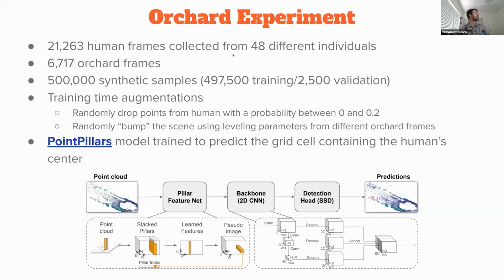From that, we generated 500,000 synthetic samples. We did some training time augmentations here. Specifically, the more interesting one potentially is this bumping, where we rotated the scene a little bit based on the rotations we actually observed through all of the data. And then finally we trained a PointPillars model, which is a classic architecture for doing 3D object detection, but the basic outline here is still used in a lot of state-of-the-art 3D detection tasks for LiDAR.